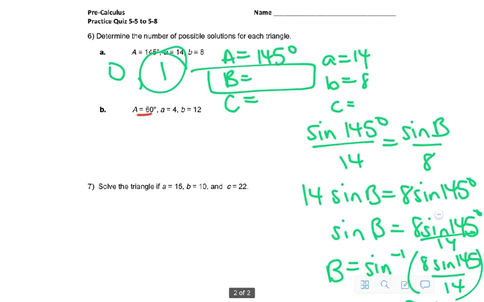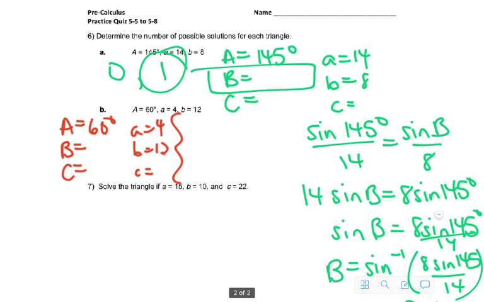In part B, since the original angle is acute, I don't know if it's going to be 0, 1, or 2 solutions. So, I'm going to set up my chart here. ABC, little a, little b, little c. There could, however, be a second solution, so I'm going to set up for the possibility that that could happen.